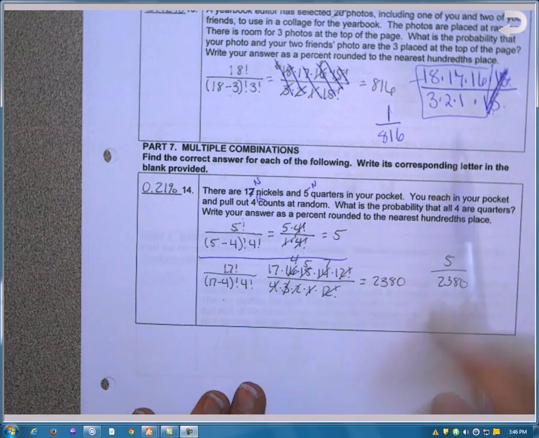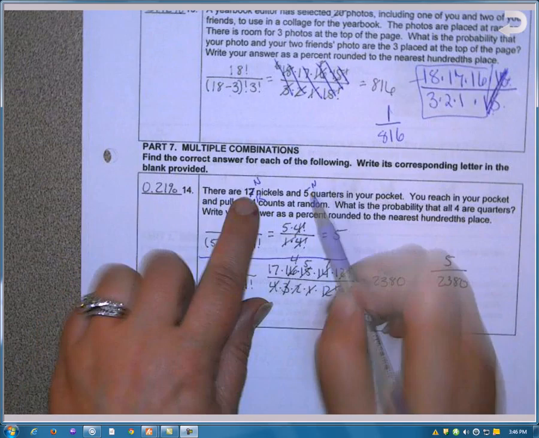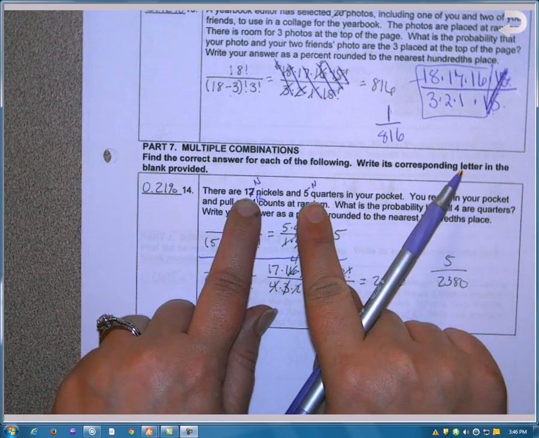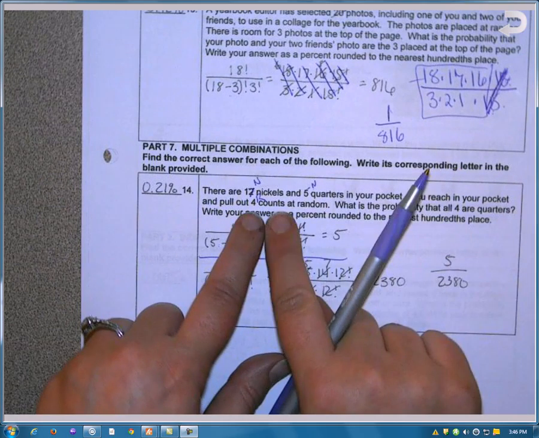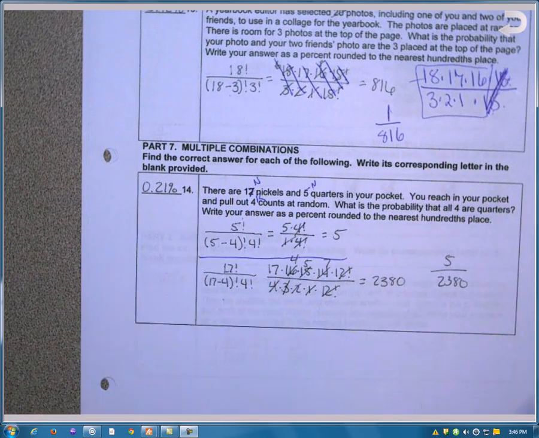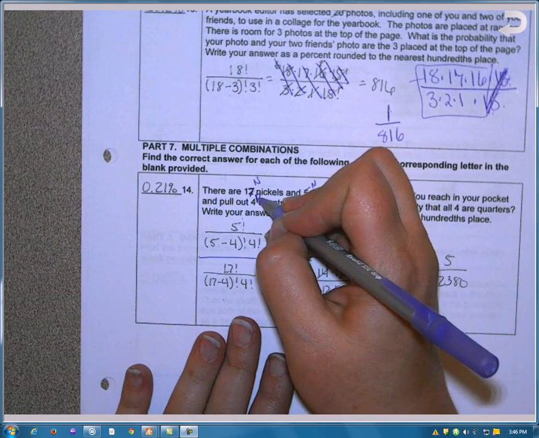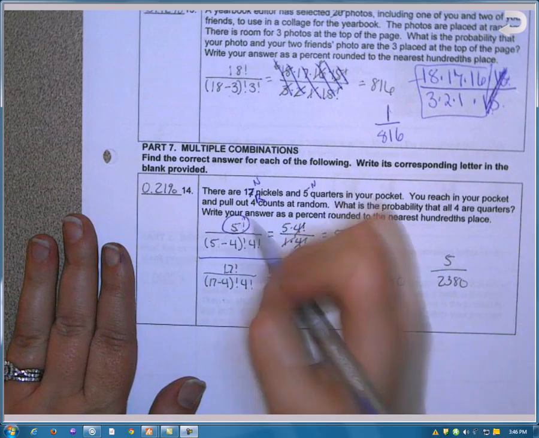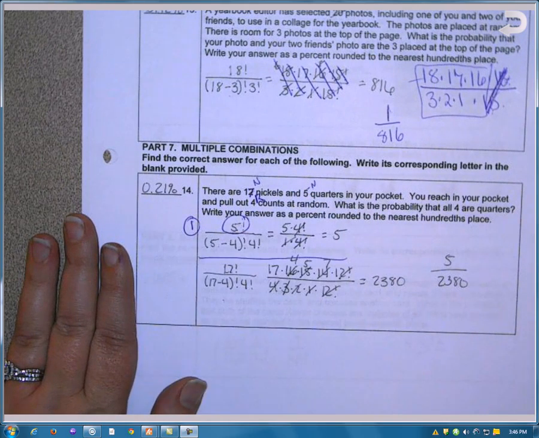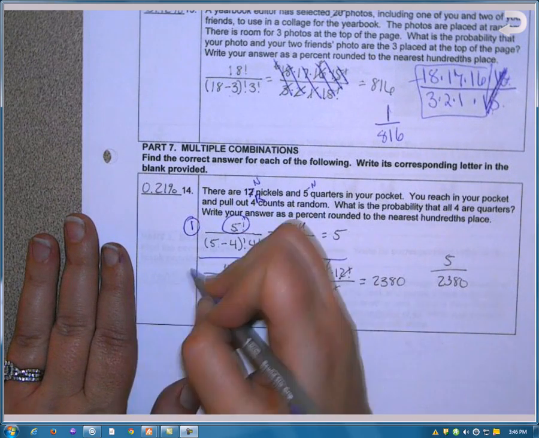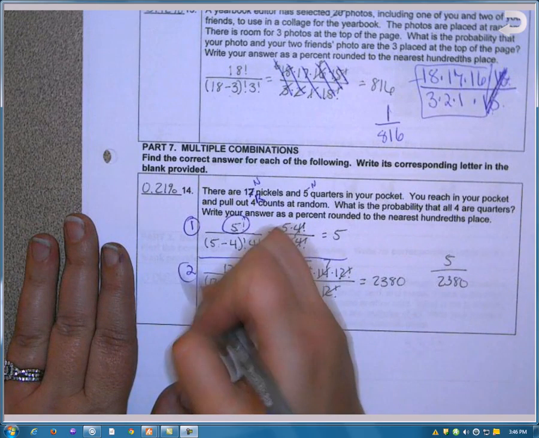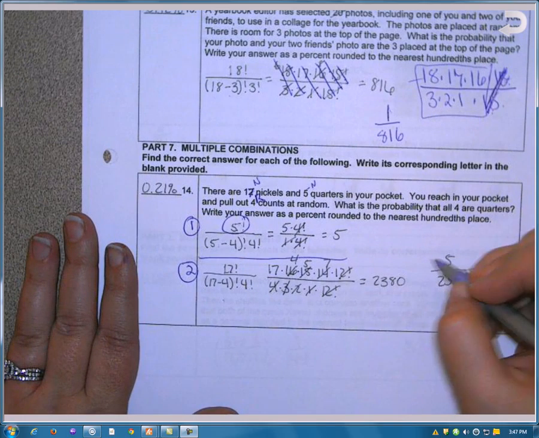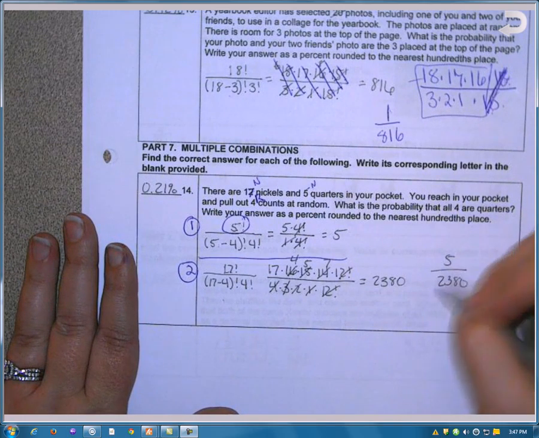Multiple combinations. If you see you have 2 N's, 17 nickels and 5 quarters in your pocket. So that's 2 N's. You want 4 coins at random. So that's 4 R's. So you're going to do it twice. Once with 5 as the N, and the second time with 17 as the N. And the first time, you'll put the lower number on the top.